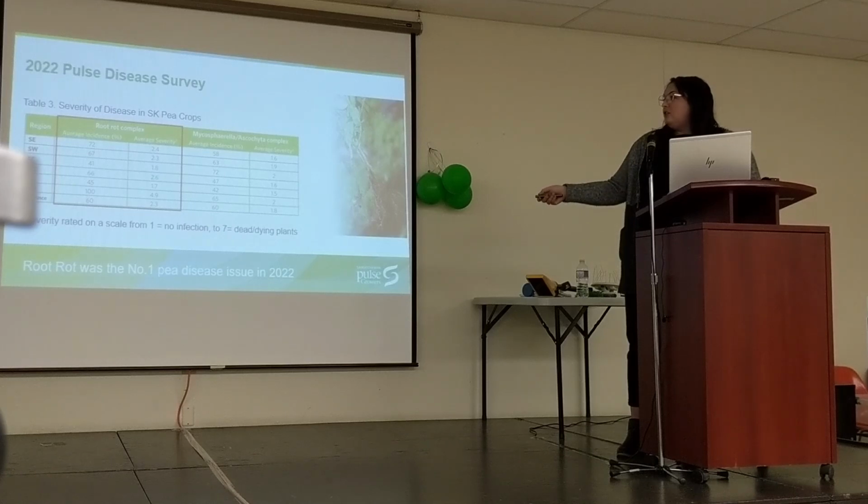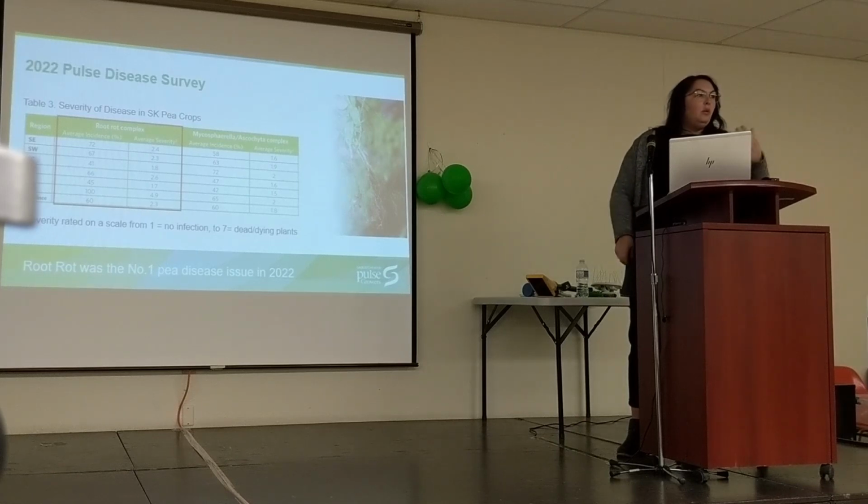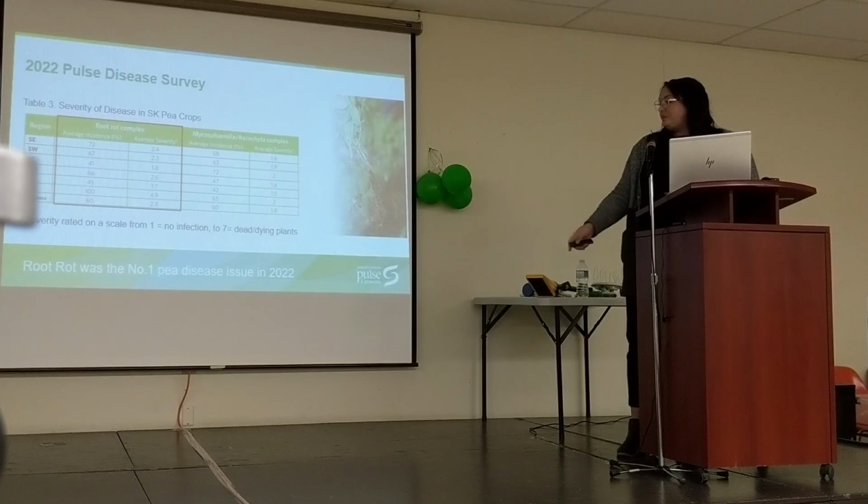So we have a range of 1.7 to 4.9, and this is on a rating scale of 1 to 7, 1 being completely fine, no infection, 7 being completely dead. And we can see that in West Central, 66% incidence, so 66 plants out of 100 in a field tested positive. And the severity of that disease was about 2.6, so not super high on a 1 to 7 scale, but still present. It's not a 1. We still are seeing some detrimental effects.